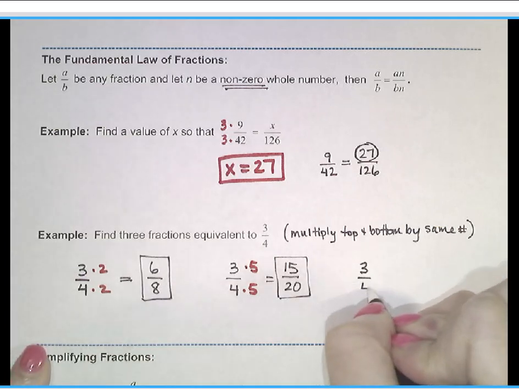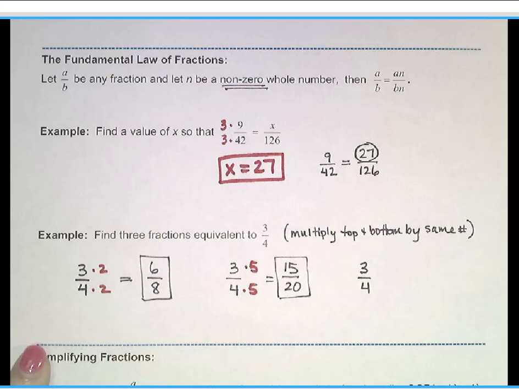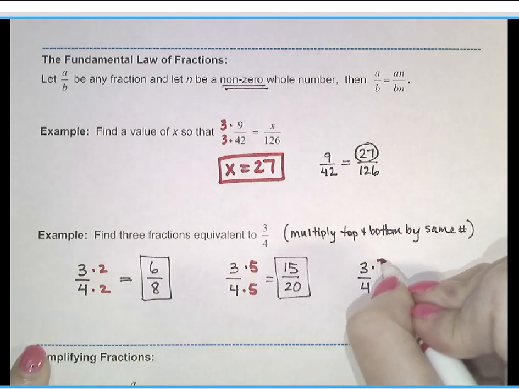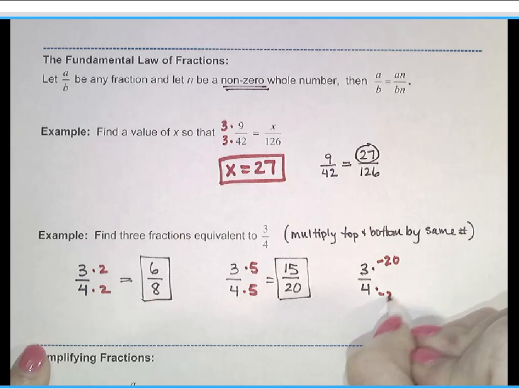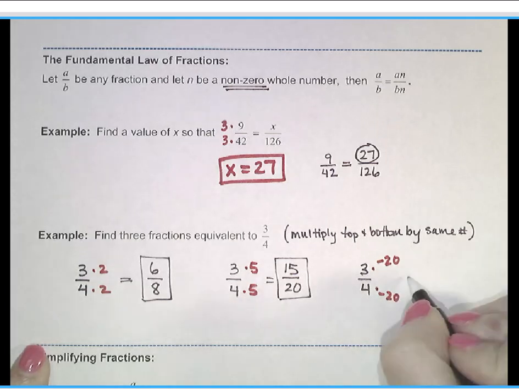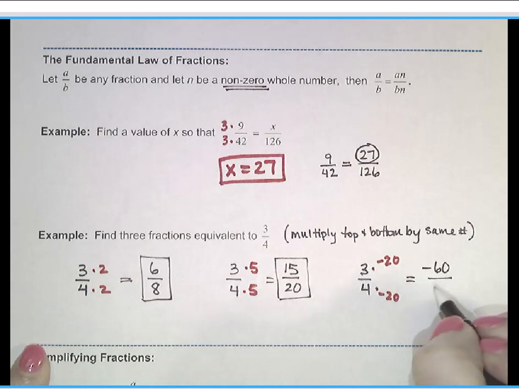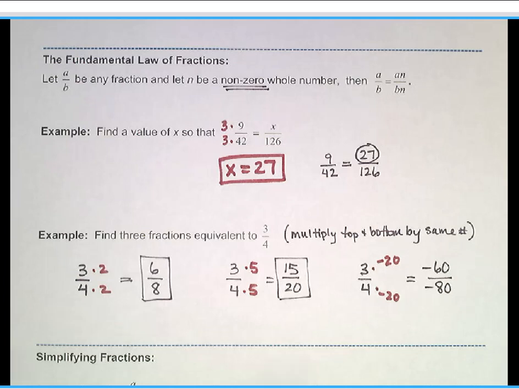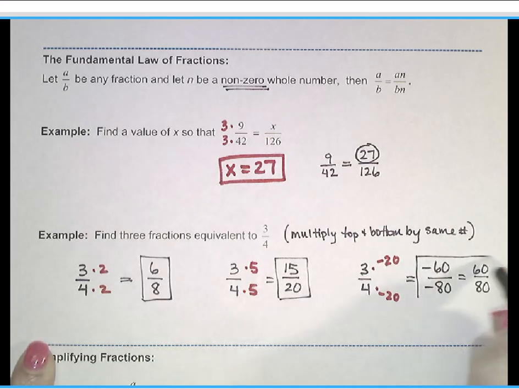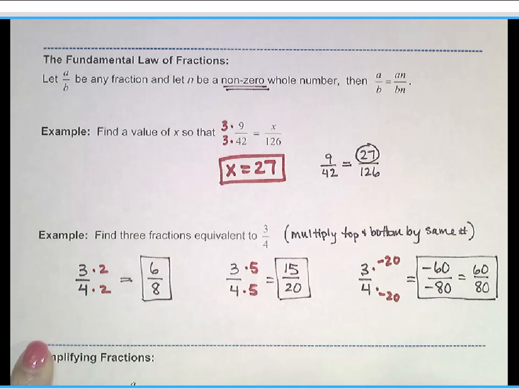Let's try one more. Again, pick any number that you like as long as it's not 0. You could even pick a negative number like -20. What happens if I multiply both of those by -20? Well, I'm going to get -60 over -80. And -60 over -80, if you divide 2 negatives, you get a positive. So you could also just write it as 60 over 80. That would be fine as well. But that's how you would get 3 different fractions that are all equivalent to 3/4.